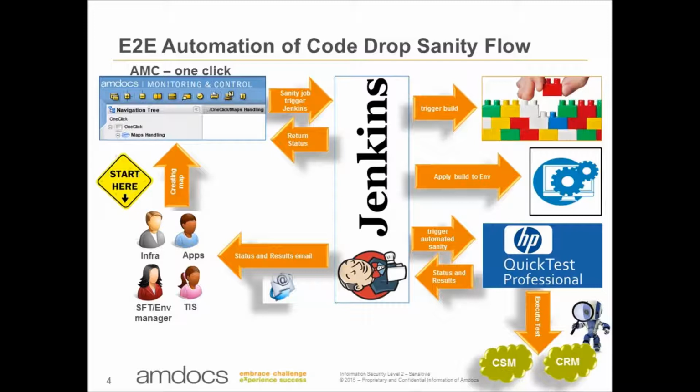But now going forward, the new thing is that all of these tools are going to talk to each other and be integrated. One click will trigger Jenkins. Jenkins will orchestrate the build, apply the build to the environment, and automatically trigger remotely the automation test set, which will run the tests automatically on all online applications, CSM, CRM, and others. After the test is completed, it will send results to Jenkins automatically with a pass or fail email notification, and from there to one click.